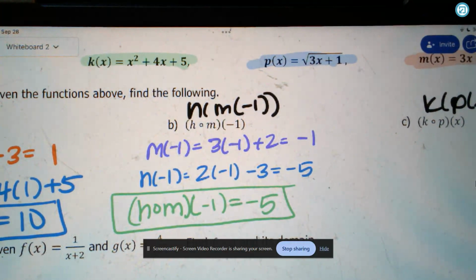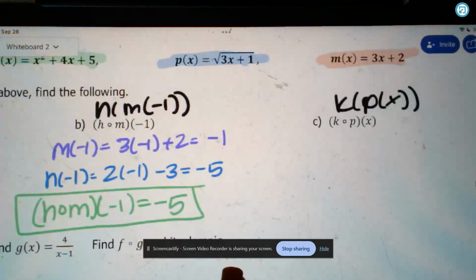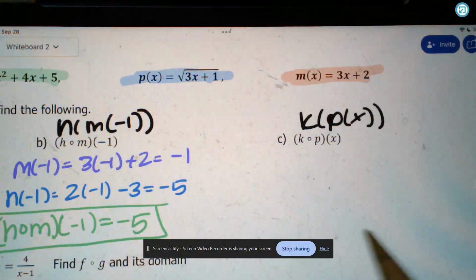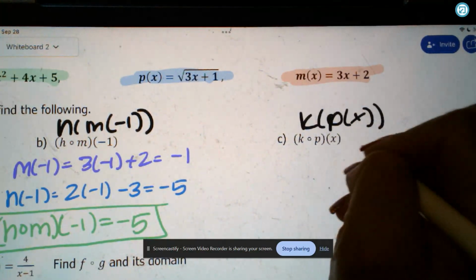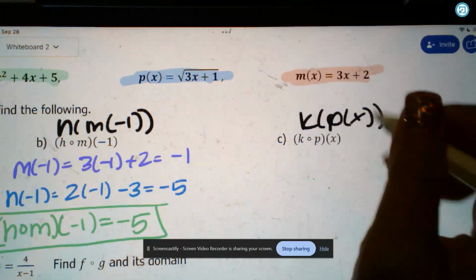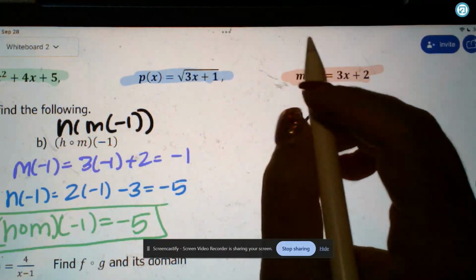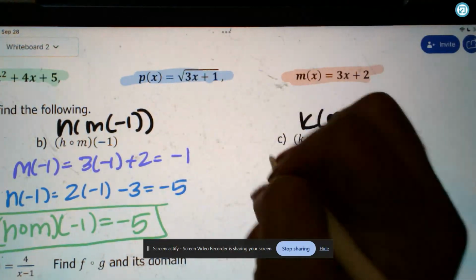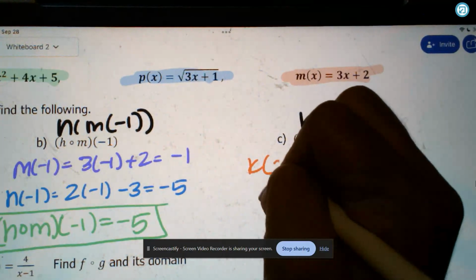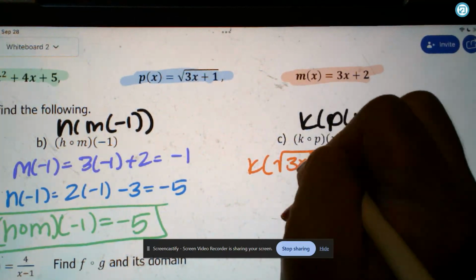All right, so for B, I got -5. Let's go over here and look at C. So I'm going to start with p of x. Oh, p of x is its function itself, so p is going to go into k. So here is p. So we're going to do k of the square root of 3x plus 1.